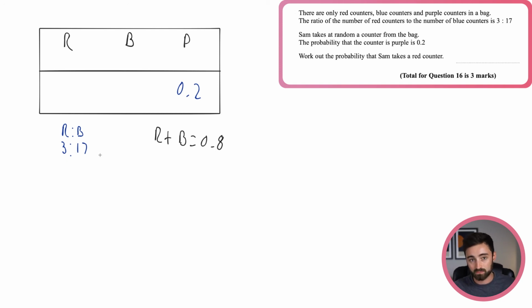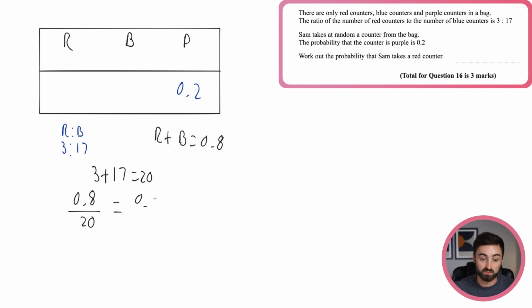It's 3 to 17. So what do we do when we're trying to split that? We need to add these 2 numbers together to find out how many parts there are. So if I did 3 plus 17, I get 20. So what I now need to do is split this 0.8 up into 20 separate parts. So 0.8 divided by 20 might look kind of grim, but again, 20 is a pretty nice number, because if I divide by 10, which just moves the decimal, so 0.08, and then all I need to do is divide by 2. So this is going to be 0.04. So that's one of the parts.